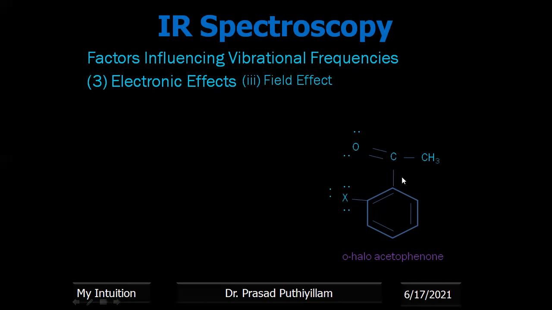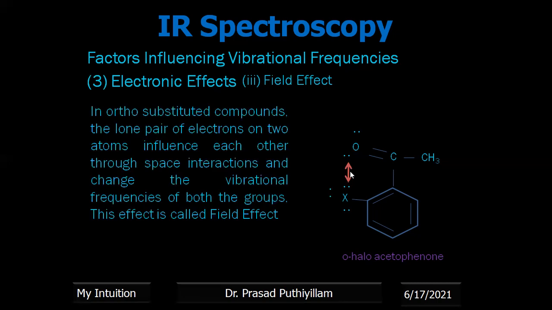This type of explanation is already explained in my previous class videos, how this will affect the movement of electrons. So this bond will deviate from that so that they are not in conjugation with that benzene. Okay, so that is represented here. There is a repulsive force between the lone pairs of electrons. Therefore, in ortho substituent compounds, the lone pairs of electrons on two atoms influence each other through space interaction, changing the vibrational frequency of both the groups.